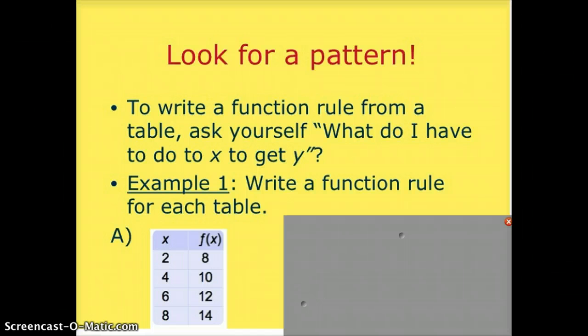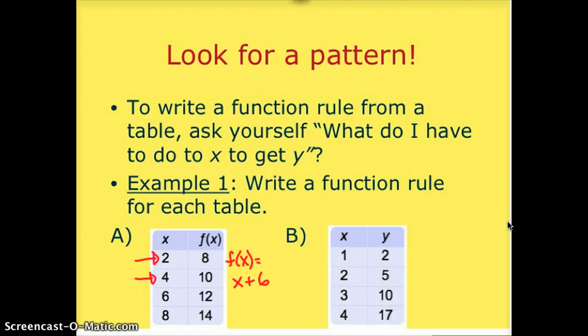So I'm going to look for a pattern. Usually I just look one at a time, and I look, okay, here's 2 to 8. And I think, well, 2 times 4 is 8, so maybe 4 times x is f of x. But if I look at this one, 4 times 4 is 16, not 10, so that rule doesn't work every time, so I'm going to rethink. I might say, well, 2 plus 6 is 8. 4 plus 6, that's also 10. 6 plus 6 is also 12, and 8 plus 6 is 14. So it looks like every time f of x equals x plus 6, 6 more than x, and that worked every time, okay?